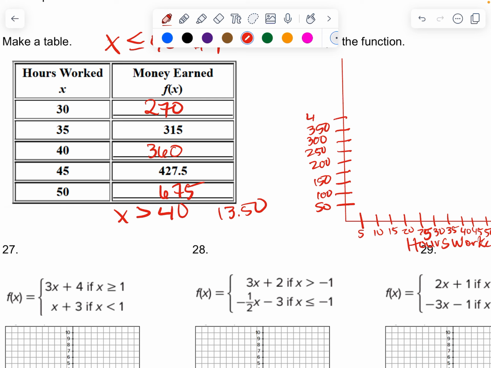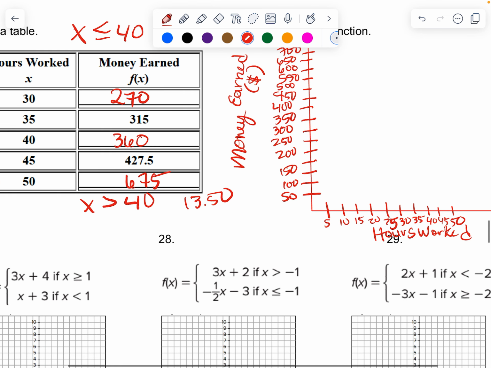I know I should have put one here for you, but that's okay. 450, 500, 550, 600, 650, 700. And that is money earned, and that's dollars. So at 0 hours, he made zero amount of money.